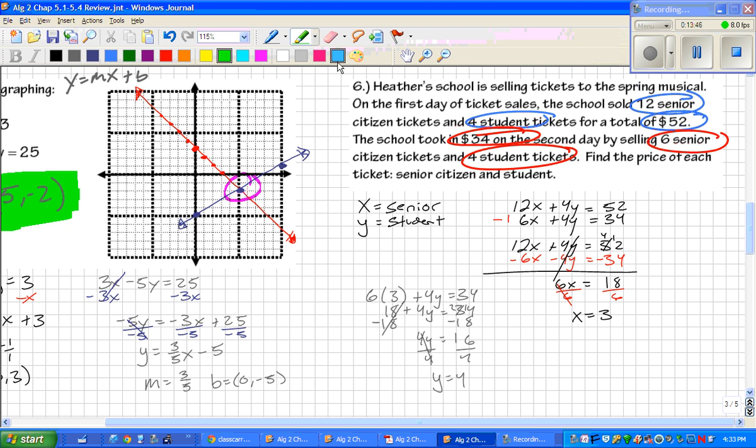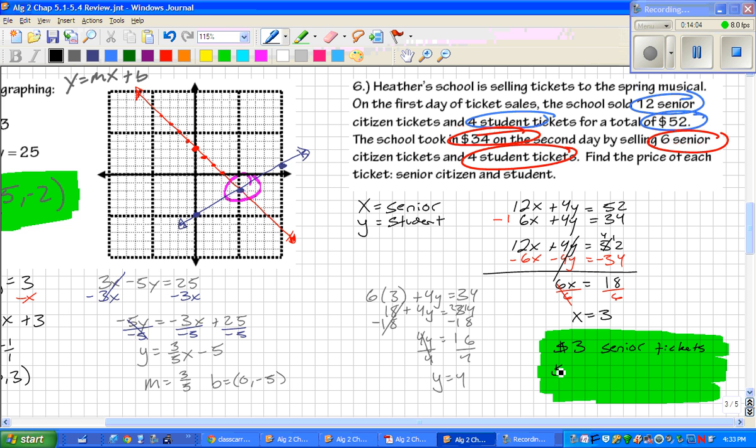Okay, so when we're stating our final answer right here, we need to make sure and label this. So $3 for the senior tickets and $4 for the student tickets. Make sure to label.